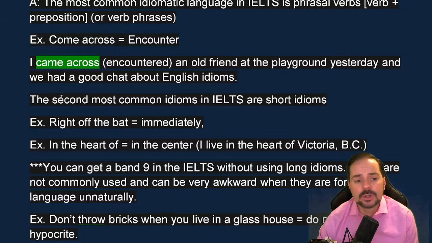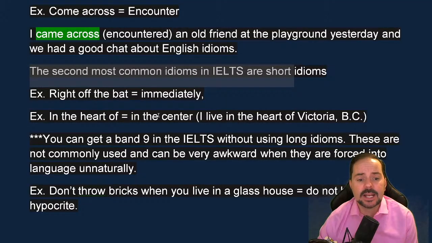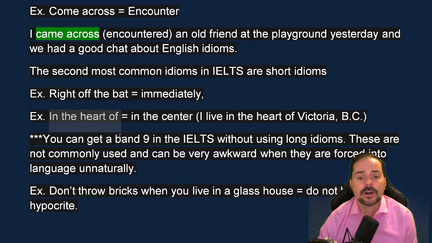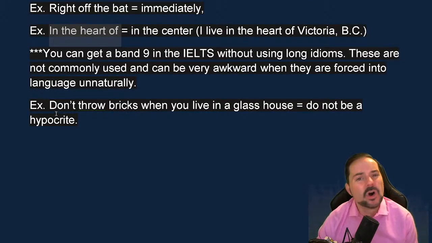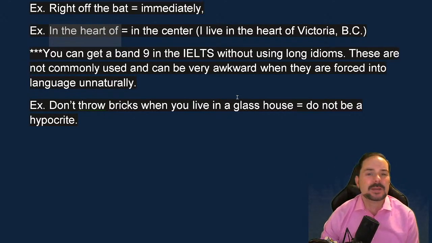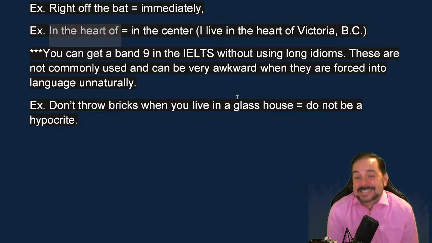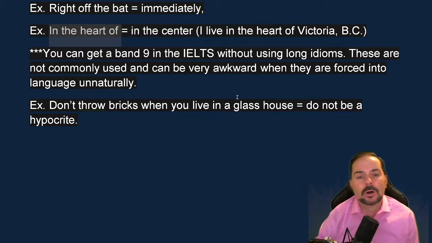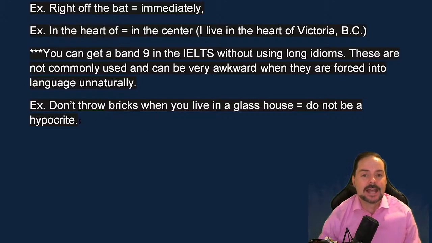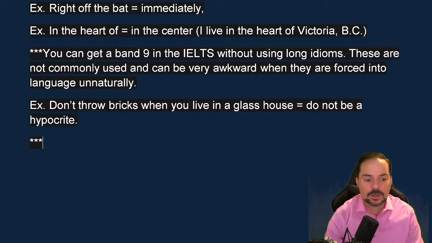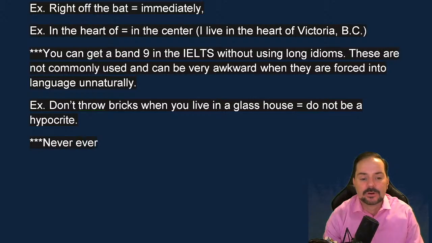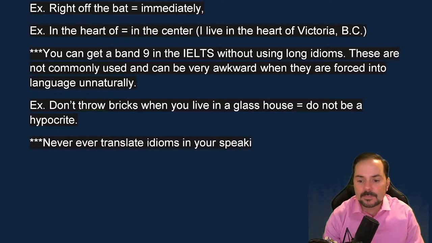And then the second most commonly used idioms are short idioms, like "right off the bat" or "in the heart of," okay? Don't use these really complex idioms like "don't throw bricks when you live in a glass house." People make mistakes. They use them in awkward ways, and the examiner or the listener's kind of like, what? So be careful, and never ever translate idioms, okay? That's a really important tip as well. Never ever translate idioms in your speaking, as it can be very confusing.